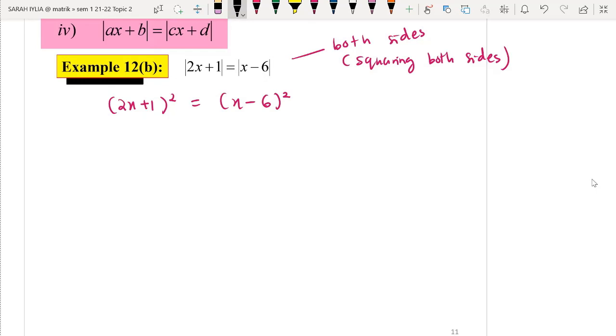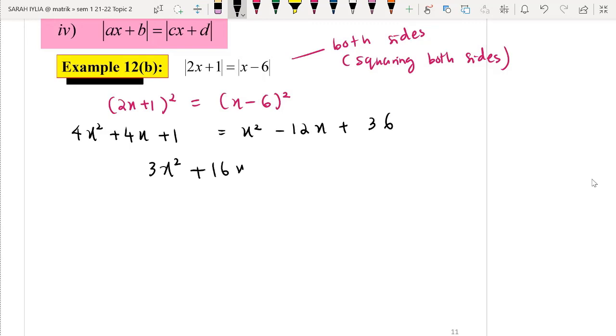Banyak nak gunakan. Okay, so expand 1 by 1, we will have 4x squared plus 4x plus 1 equal to x squared minus 12x plus 36. Okay, then simplify this, we will have 3x squared plus 16x minus 35. So, since we have a quadratic, of course, you have to factorize this up. Tak ada cara lain awak nak settlekan, melainkan awak memang kena factorize benda ni.